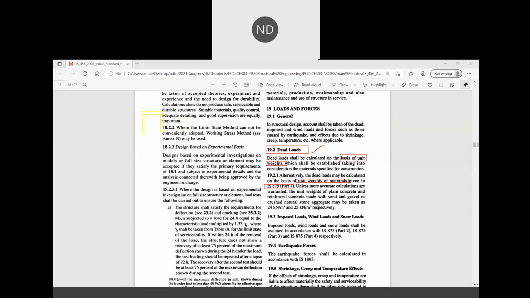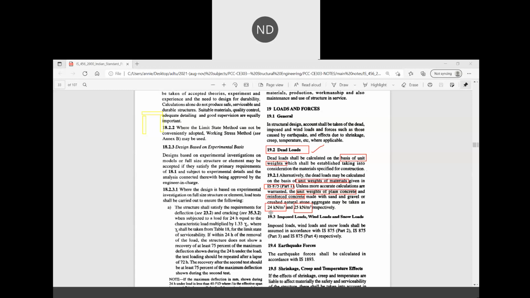But if it is not mentioned, this is the very important thing which you should know, the unit weight. You will require this in your higher semesters also. The unit weight of plain concrete, and the unit weight of reinforced concrete made with sand and gravel or crushed natural stone aggregate, may be taken as 24 kilonewton per meter cube and 25 kilonewton per meter cube. If you don't know, these are already mentioned in your IS code.